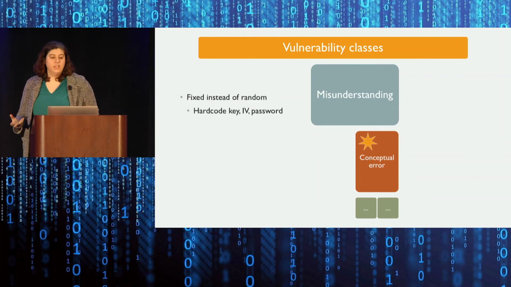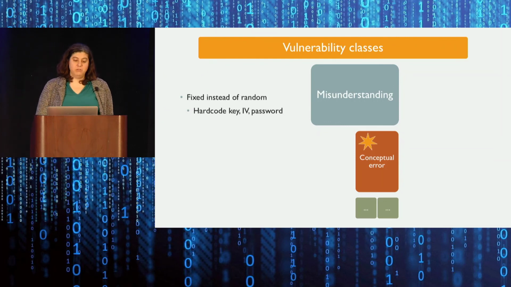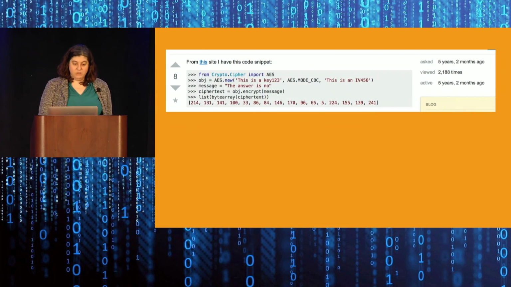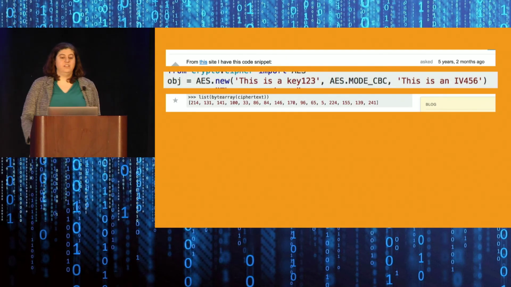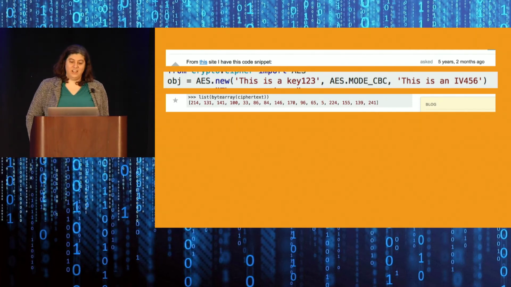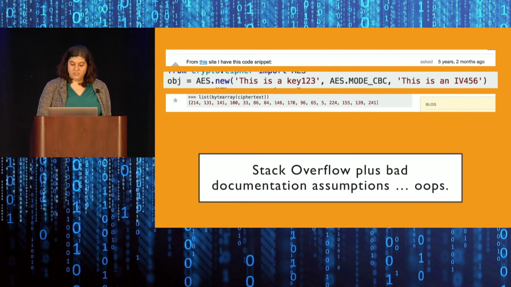We also saw lots of cases related to randomness. So we saw people using fixed instead of random values: hard coding a key, hard coding an IV, hard coding a password, these kinds of things. In one case, let me zoom in on that a little bit, a team used this as an IV: 456. This comes directly from the documentation and was also copied from the documentation into a Stack Overflow post about using the same thing. So this is a combination of the documentation not telling you that this is not a thing you should use a static value for, and then Stack Overflow exacerbating the problem.